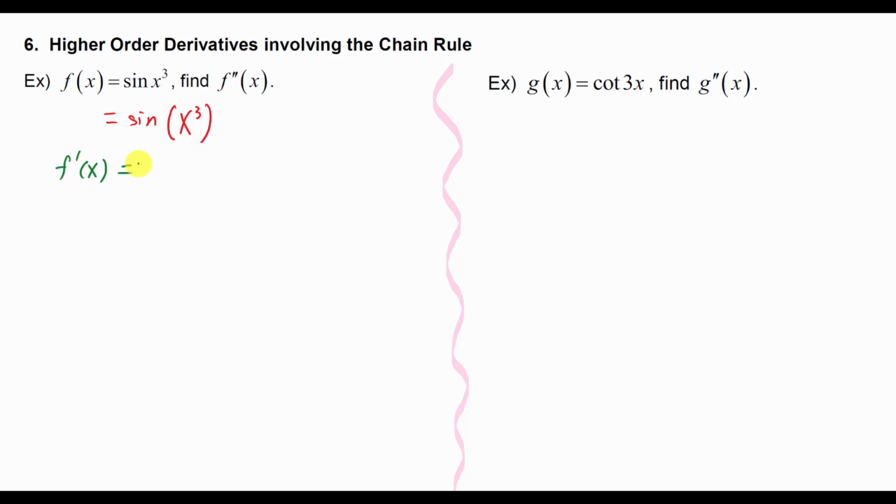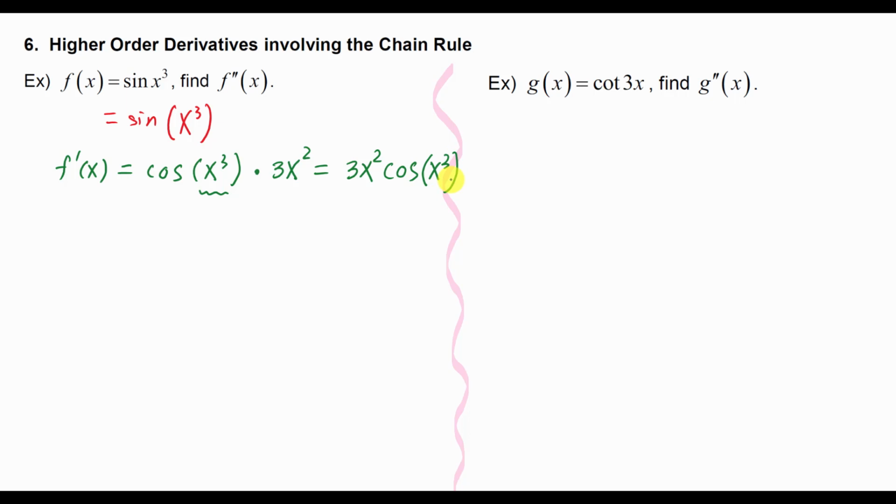Okay, let's find f prime of x. I need to take the derivative of the outside function first. So that will be cosine of input. Now you multiply by derivative of inner function, which is 3x squared. So your answer is 3x squared cosine of x to the third power.